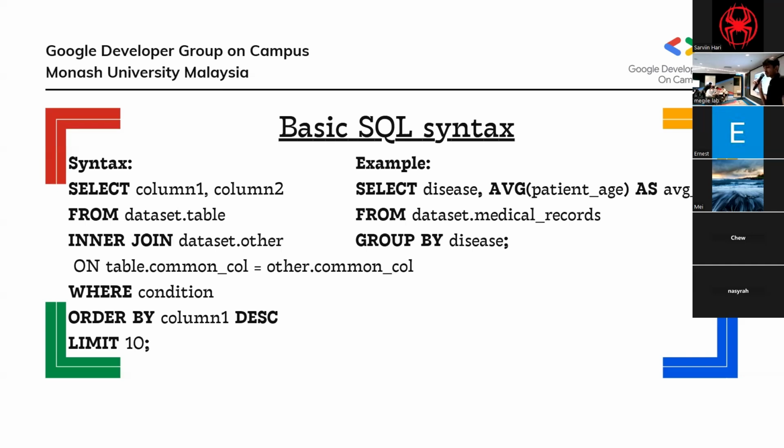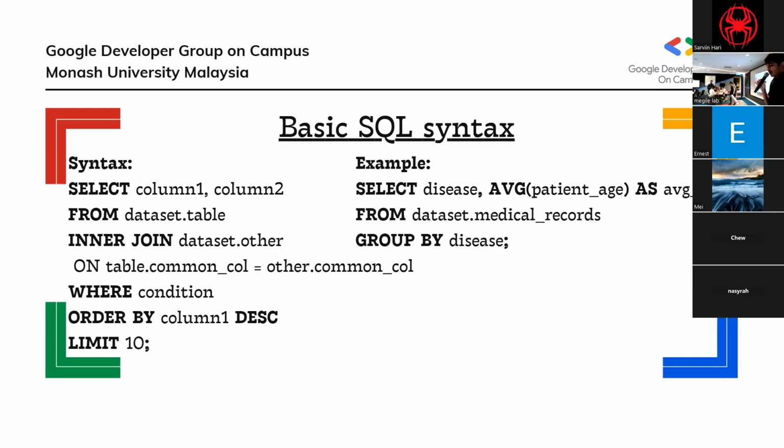For example, in this syntax, we're using column one to order in descending order. And the limit 10: when you create a new query in BigQuery Sandbox, it usually writes the limit by default. The limit basically restricts the output to a specific row size. For example, in this case, it says limit 10, which means it's going to be restricted to 10 rows.